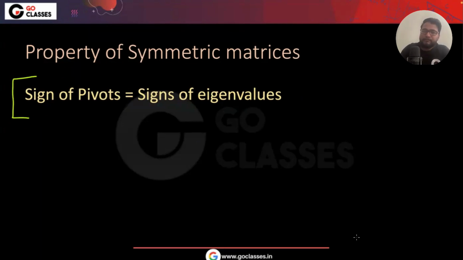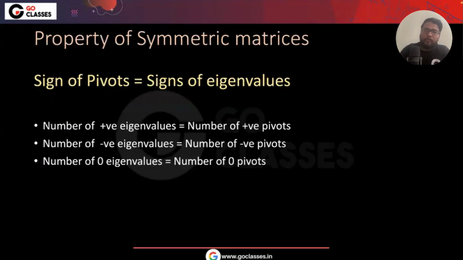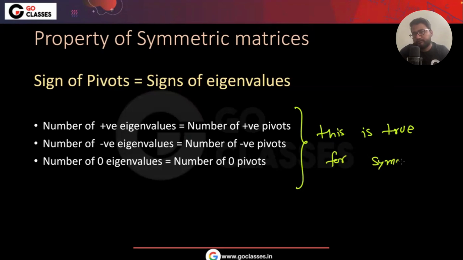For example, the number of positive eigenvalues will be the same as the number of positive pivots. The number of negative eigenvalues will be the same as the number of negative pivots. The number of zero eigenvalues will be the same as the number of zero pivots. This is true for symmetric matrices. Is this okay to everyone? I mean, this property we are not proving, but I'm just telling you this property.